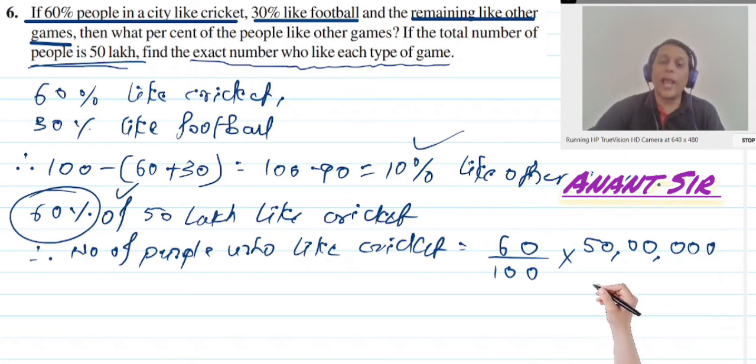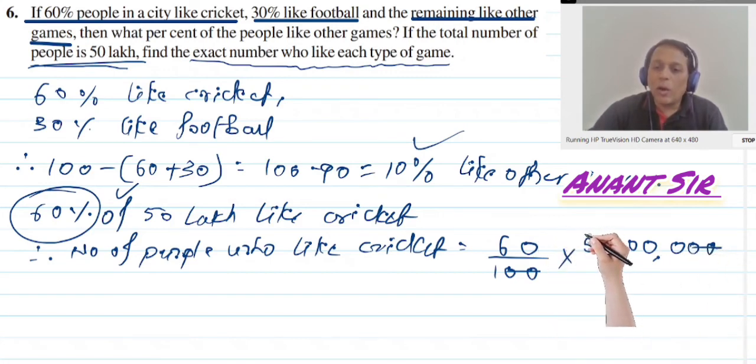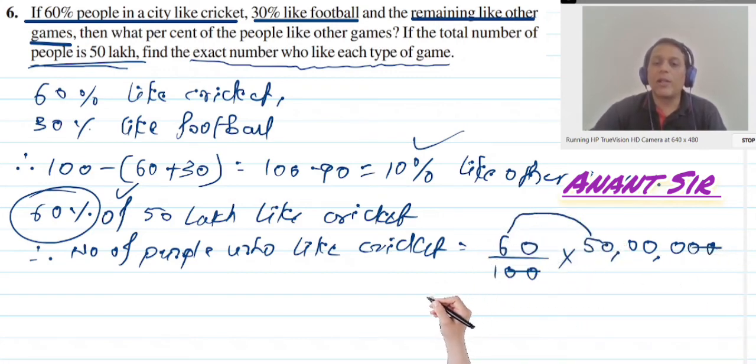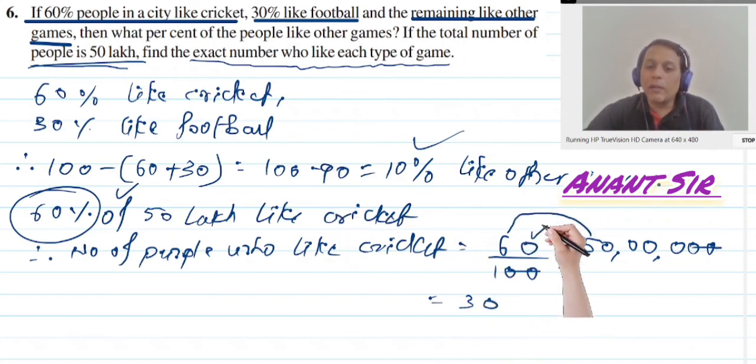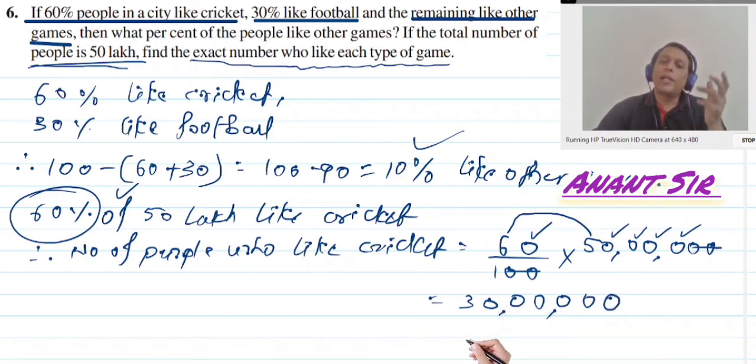See, it's 50 lakhs. I can cut the 2 zeros in the denominator with 2 zeros in the numerator, any 2 zeros, right? So now just multiply 5 and 6. What is it? 5 6s are 30. And now how many zeros are remaining? 1, 2, 3, 4, 5. Give 5 zeros ahead. Now just give the commas. 30 lakh people like cricket.